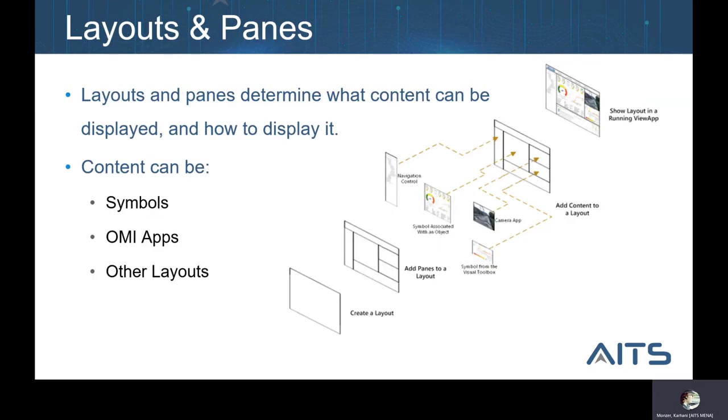Next are the layout and pans. The layout is what content can be displayed and how to display it. A layout can contain the symbols that I created in the graphic toolbox, or linked with the objects. A layout can have the applications, alarms, map app, GIS, historical, etc. We have many apps, and I will show you where to find those apps. And if I want to add another app that I don't have, I'll show you where to download it. A layout can also have another layout, so I can have a layout inside a layout, or a pan inside a layout inside a pan.